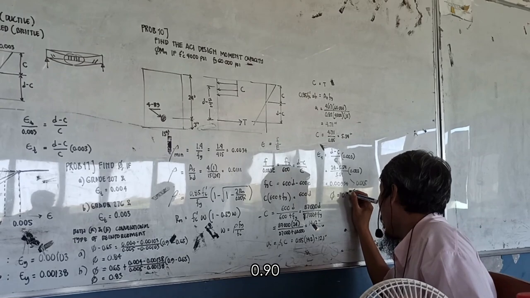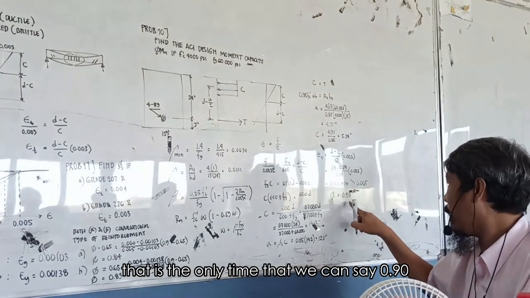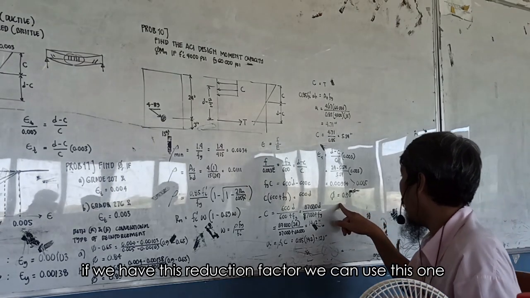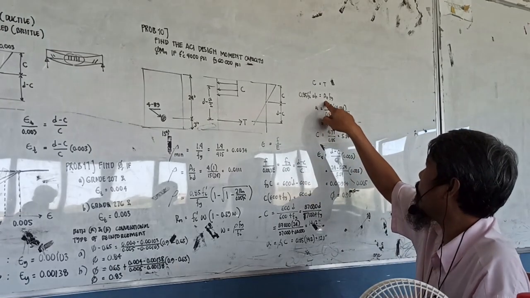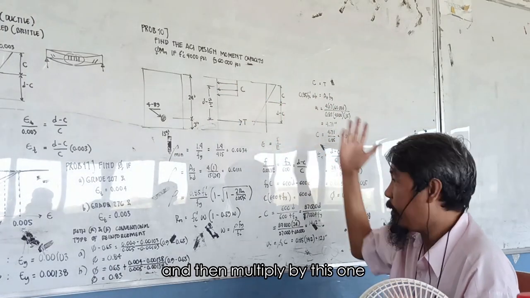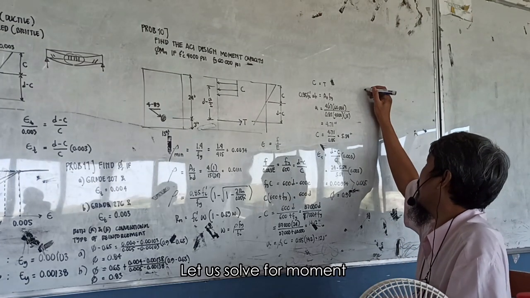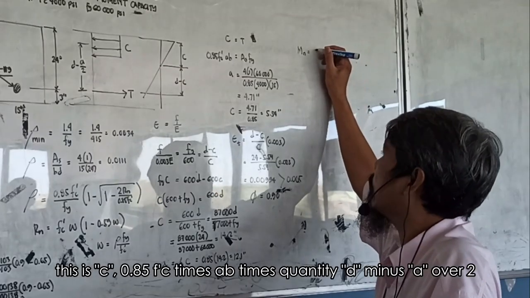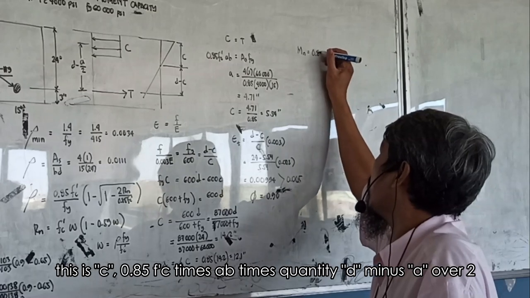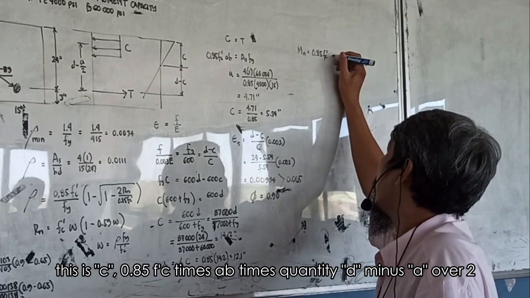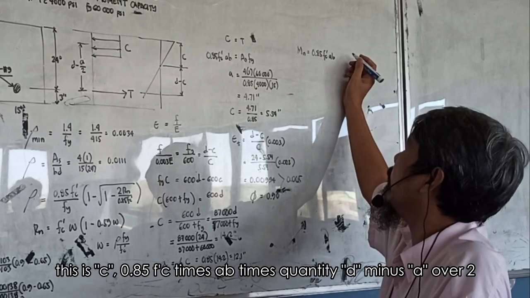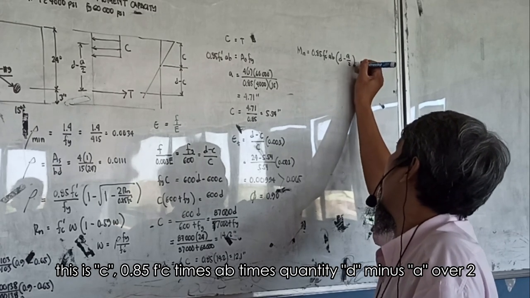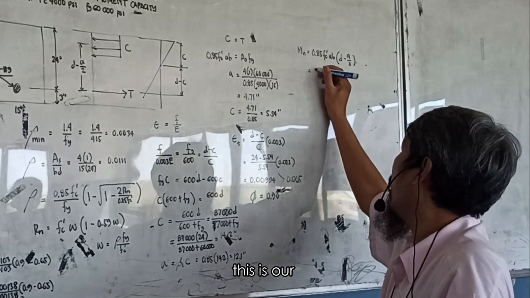Therefore, 0.9. That is the only time that we can say 0.9 reduction factor. Okay, now, we have this reduction factor. We can use this one, then multiply by this one, and then multiply by this one. So, let us solve for a moment. This is C, 0.85 f'c times ab, okay, times d minus a over 2.